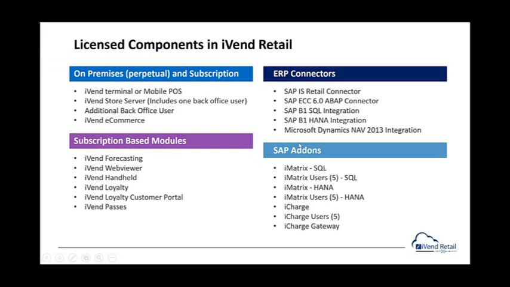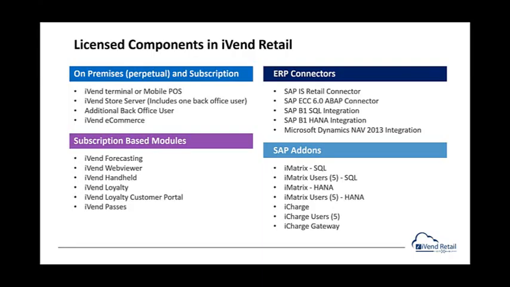So the licensed components in iVend Retail broadly fall into three categories, though I'm showing four categories here. The first category is where a module can be licensed on both a perpetual and a subscription licensing model. I'm using the words on-premise and perpetual as synonyms, wherein a perpetual license means you have a license and a software assurance component, whereas a subscription is a pure subscription model of licensing. So, as I said, three broad categories rather than the four that you're seeing here.